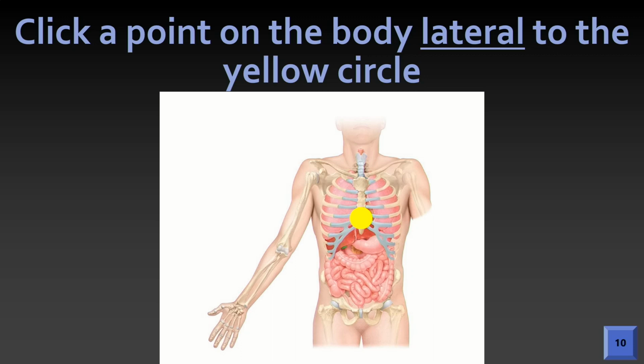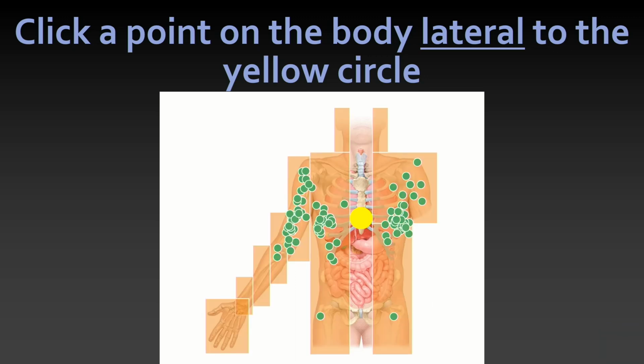It's a fairly big circle, but there's lots of body. Find a point lateral to the yellow circle. Nice work. Anything to the sides of the yellow circle is considered lateral. This happens to be right on the midline, so anywhere to either side is correct, right or left, doesn't matter which side.